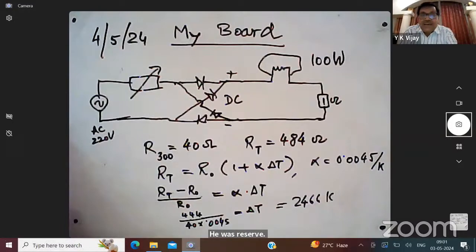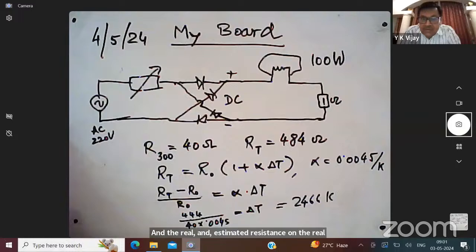Sir, you showed us the difference between the estimated current and the real current, the estimated resistance and the real resistance. Why is there such a big difference, about 10 times? So the 10 times difference comes because of the heating effect.